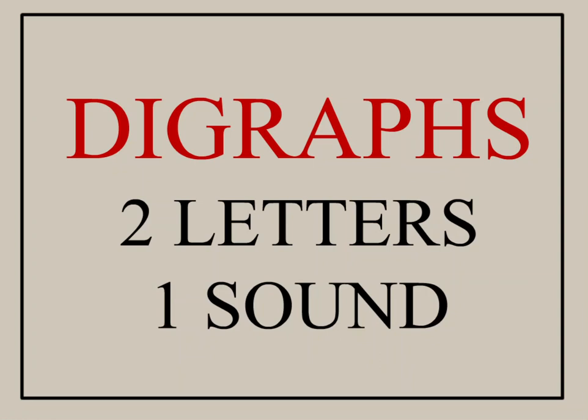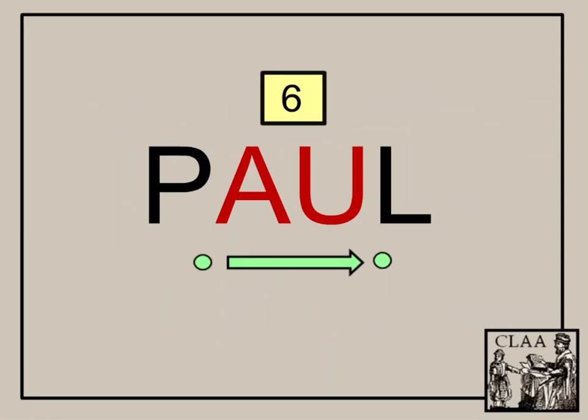Now let's look at some digraphs that use the English vowel U. Remember, a digraph is a combination of two letters that make one sound. In this word, you can see a popular digraph, AU. When we read the digraph AU, we normally read it with the sound AW. Let's read this word together.